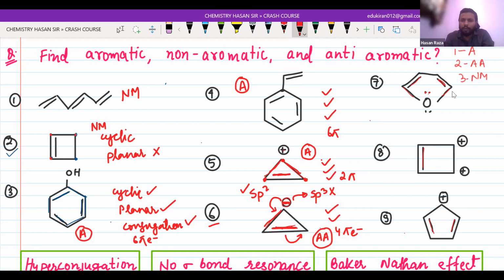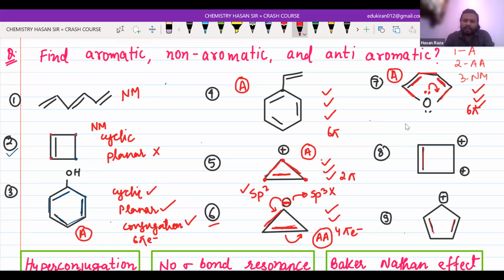Now come to this. Cyclic, it is planar, it is conjugation, complete conjugation: pi, sigma, lone pair, pi, sigma, pi, sigma, lone pair. If you count the pi electron, you can see 2 pi bonds are there and 2 electrons which are in conjugation. So 6 pi electron. That's why it is aromatic.